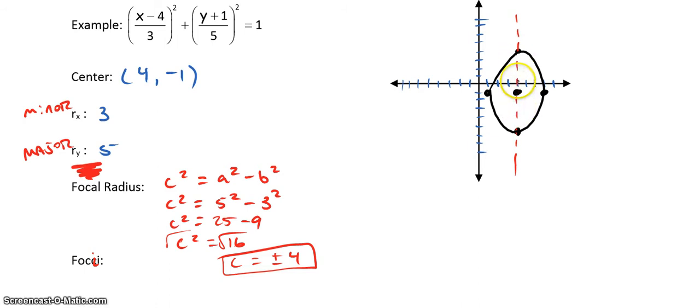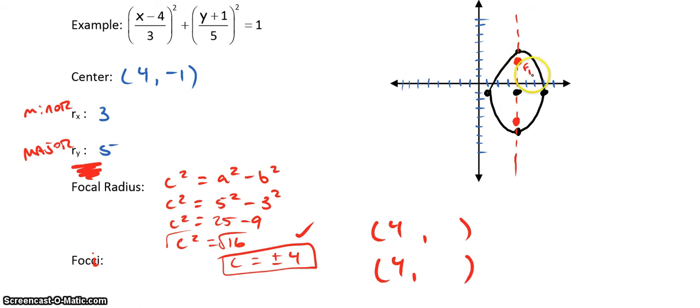So no matter where I go on this line, my x value is going to be 4. Now, my y value is going to change from the center. So I'm at -1, and my y value is going to change. Now, how much does it change? Well, that's what my focal radius says. It's 4. So from my center, I'm going to go up 4: 1, 2, 3, 4, right there. And I'm going to go down 4: 1, 2, 3, 4. Now, your foci should always fall inside of your ellipse.